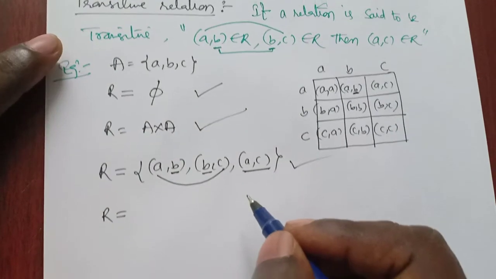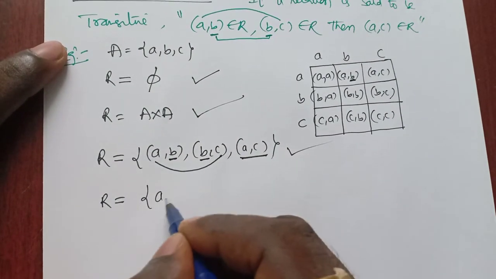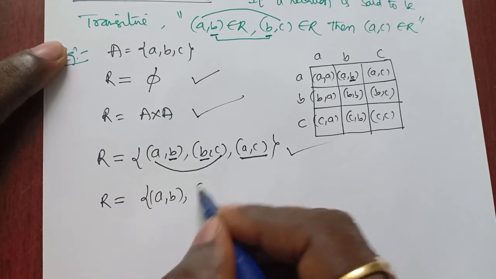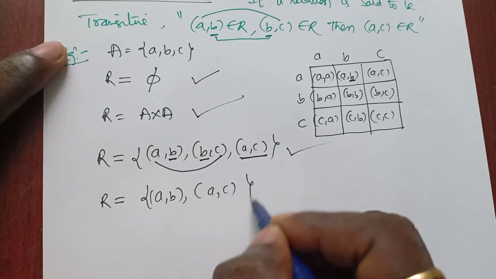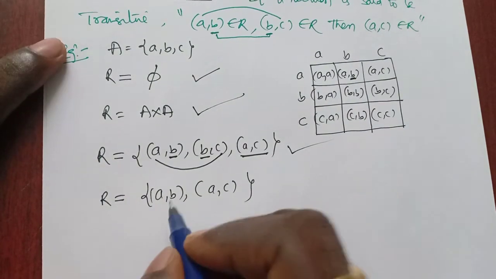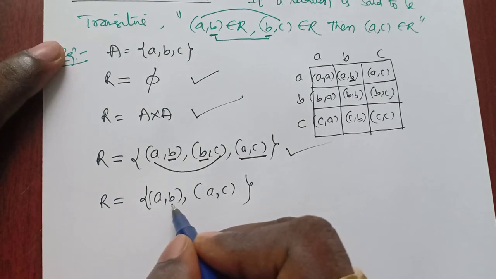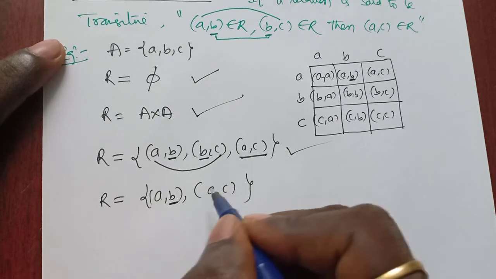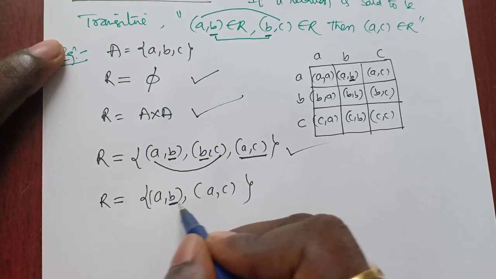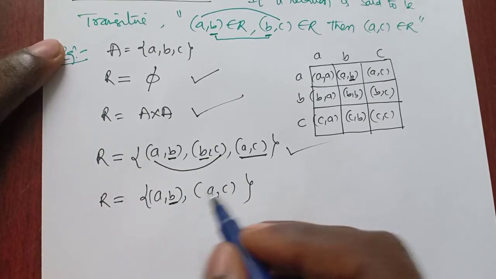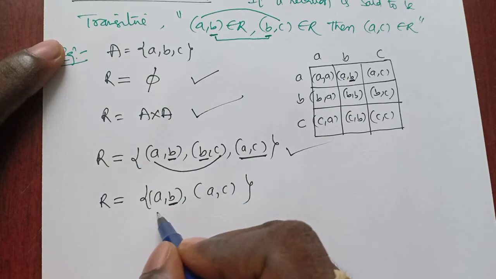Now the next one. Suppose I take A comma B and A comma C only. Suppose A comma B. The ordered pair ends with B, but no ordered pair starts with B, so no need to check for any other ordered pair. So clearly no problem with A comma B.